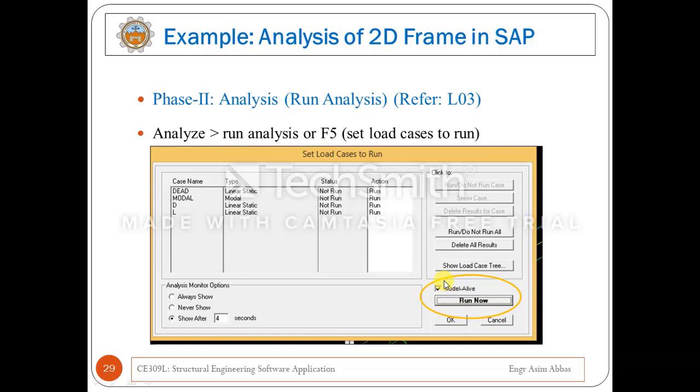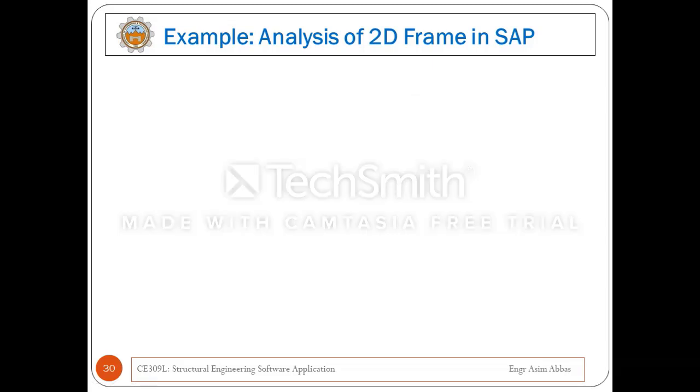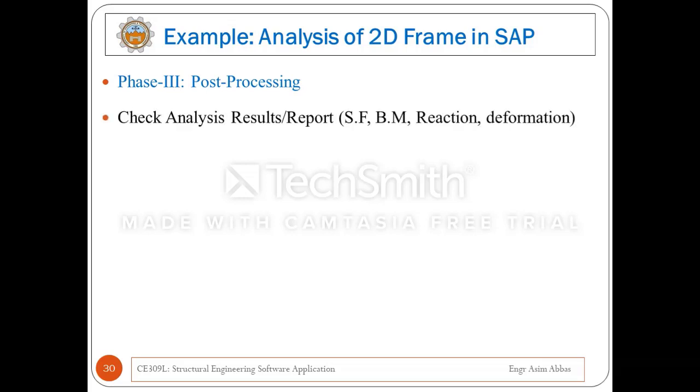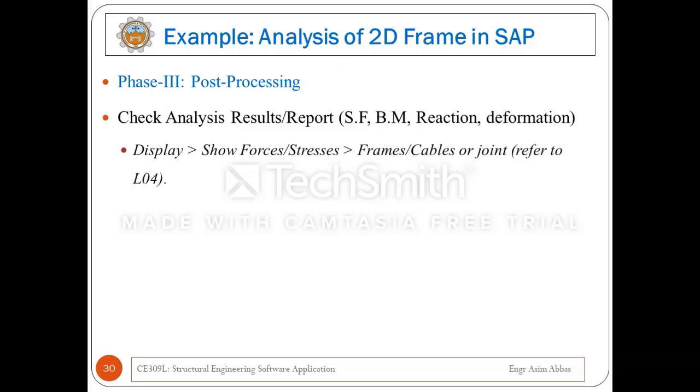Once the analysis is completed, we are in phase 3. In this phase you can check the analysis results like shear force, bending moment, and different reactions and deformations. In order to check the different results, you just go to the Display menu, then click on Show Forces and Stresses, then go to Frame Cables or Joints.